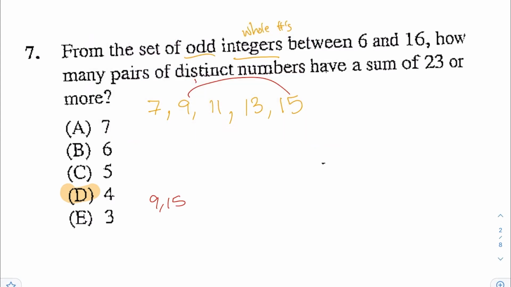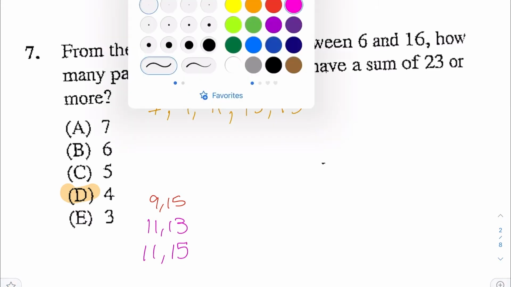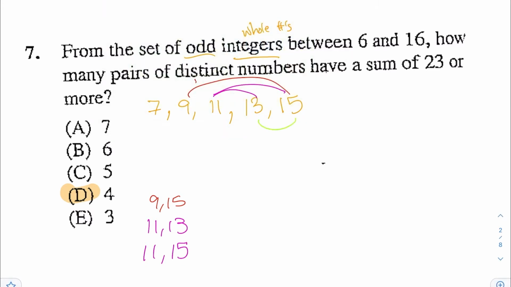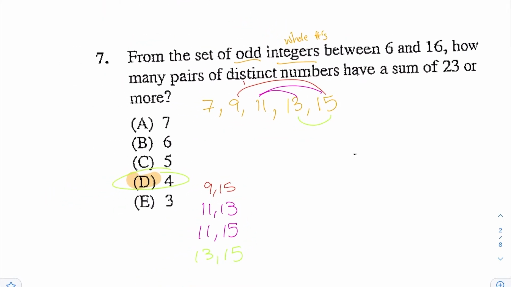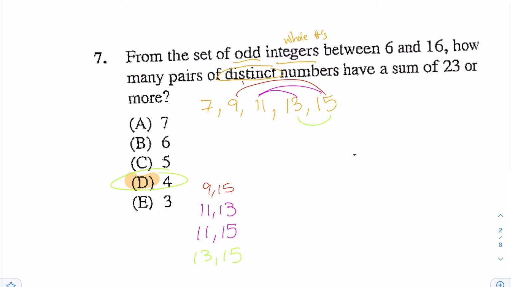And then you'll kind of just see a pattern for 11. You can have 11 and 13, but also 11 and 15. 11 and 13 is 24. 11 and 15 is 26. And finally, you have 13 and 15. Because you already have 13 and 11, so you don't want to double count that. And 13 and 15 is the largest. It is 28. So there are choice D, 4 pairs. All right, so again, the trick here is distinct. Distinct means different, so you can't repeat pairs.